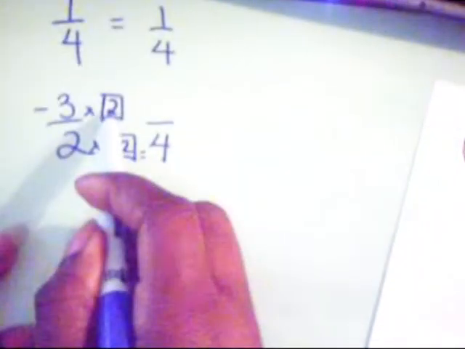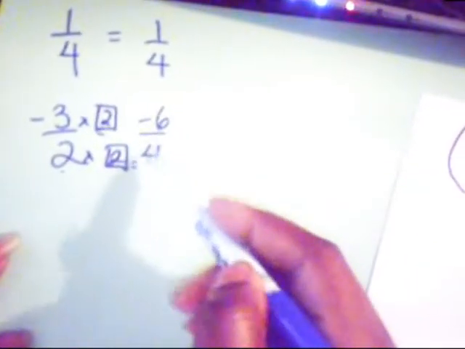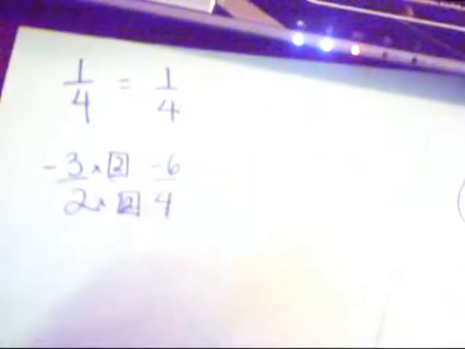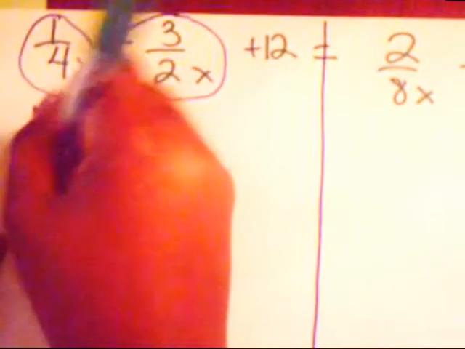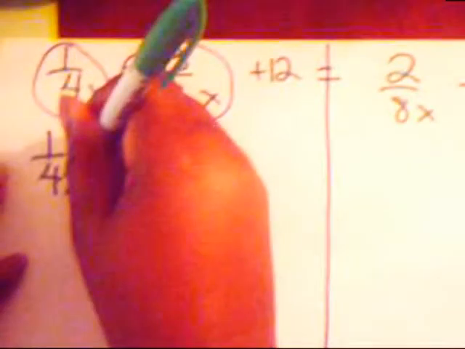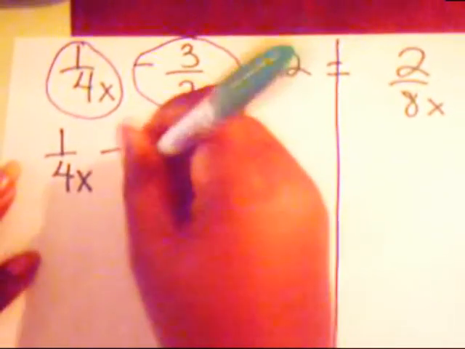And a negative times a positive is a negative. And 3 times 2 is 6. So guys, what used to be negative 3/2 is now negative 6/4. And since the denominators are the same, I can combine them together. So let's go back over here to the white paper and let's rewrite our equation as 1/4 x, which we kept, the 1/4 from before. And what used to be negative 3/2 x is now negative 6/4 x.